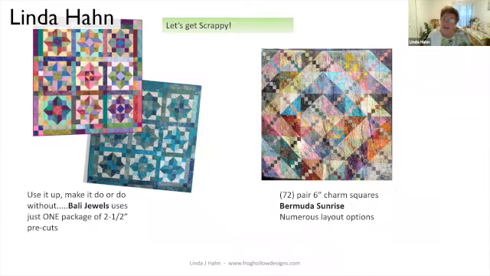We could get scrappy together and play with some blocks. Valley Jewels uses just one package of 2.5-inch pre-cuts, or Bermuda Sunrise that uses charm squares.